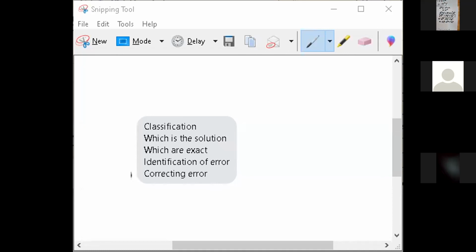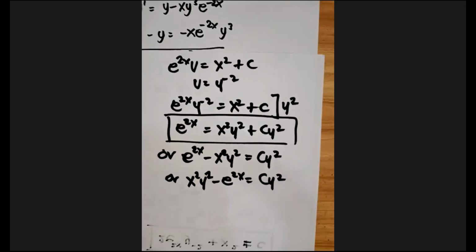May question ba kayo? Kailan magsisimula yung test ninyo? Wednesday po.